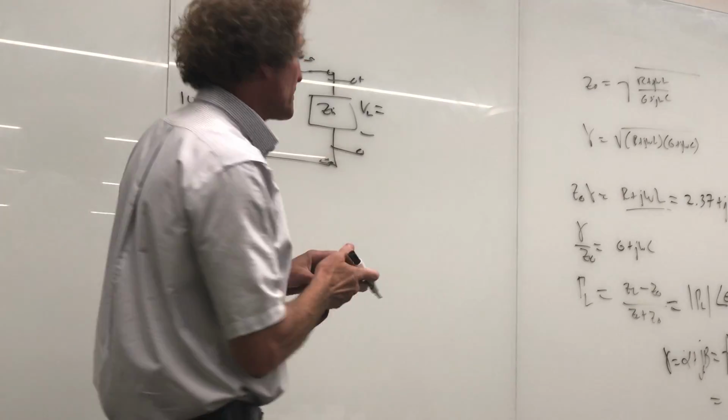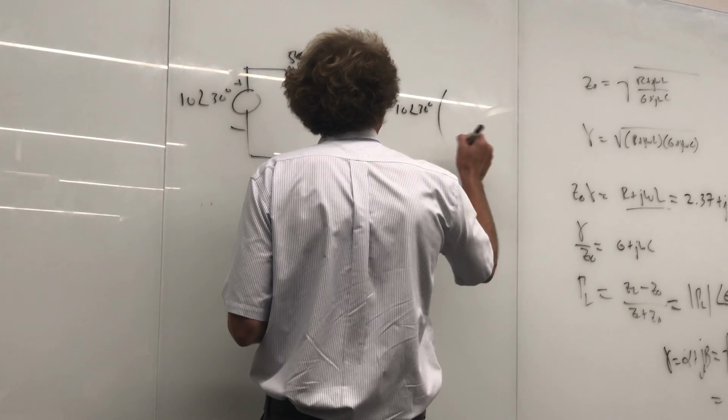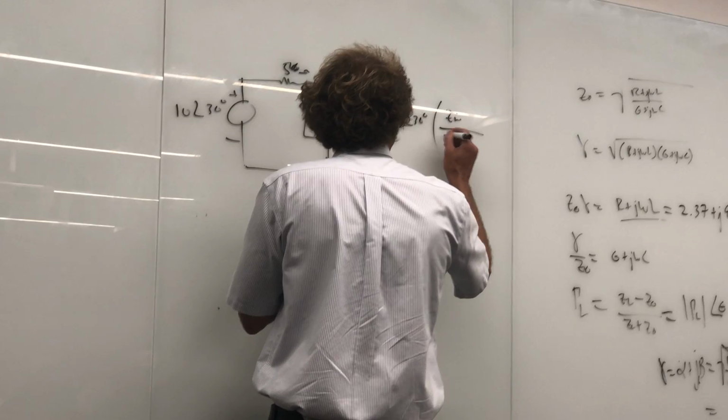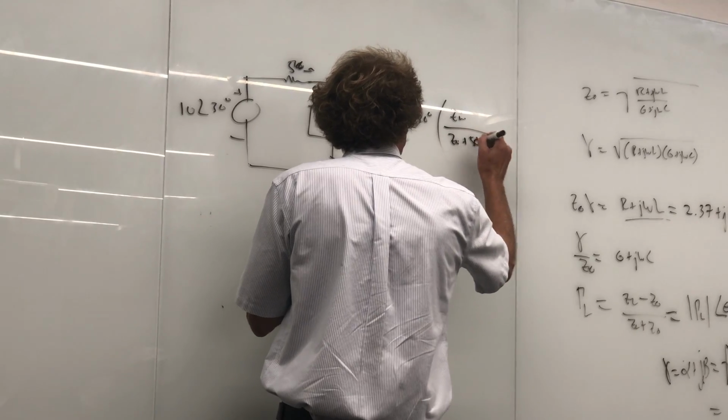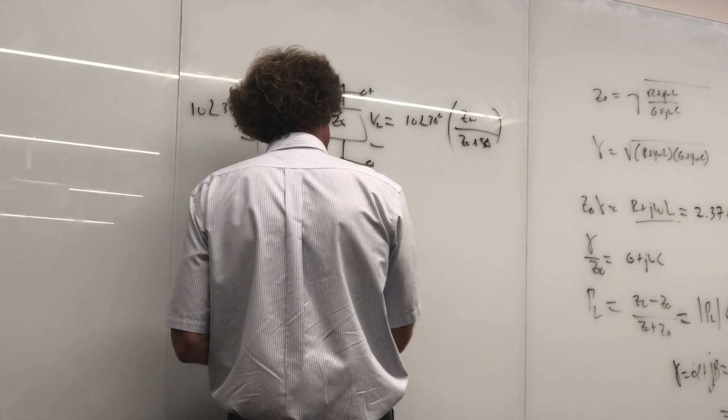It's what? Voltage division, isn't it? It's just 10 at an angle of 30 degrees, and then it's multiplying Zn, that we just calculated, over Zn plus 50 to go ahead and get VL. And give me VL in terms of a magnitude and an angle, please.